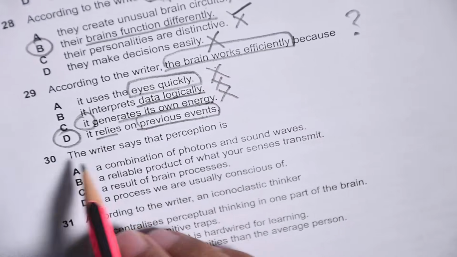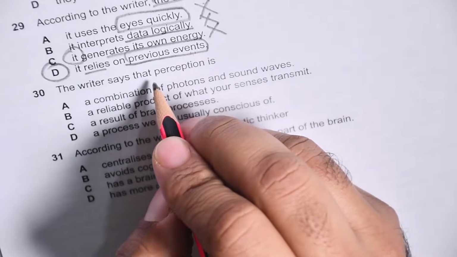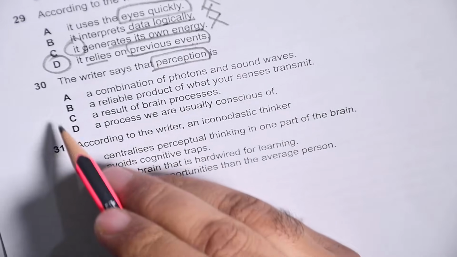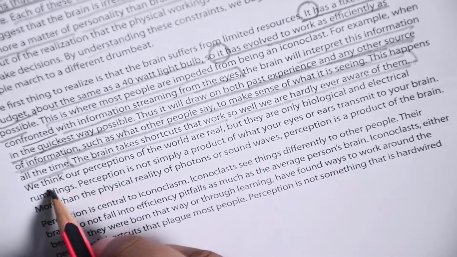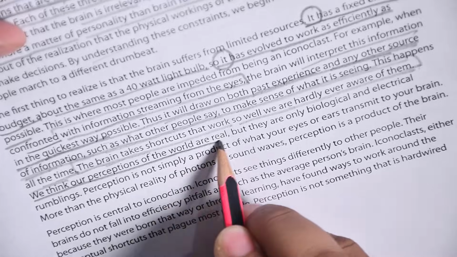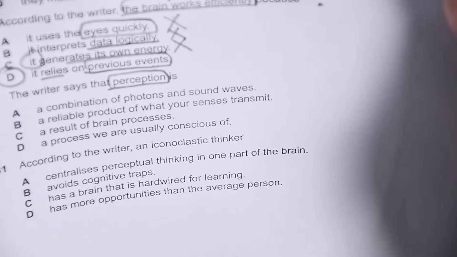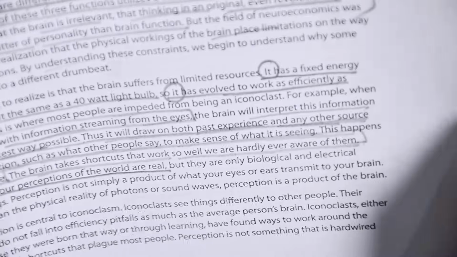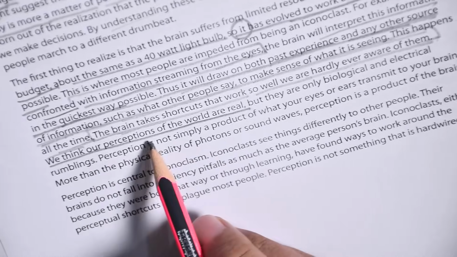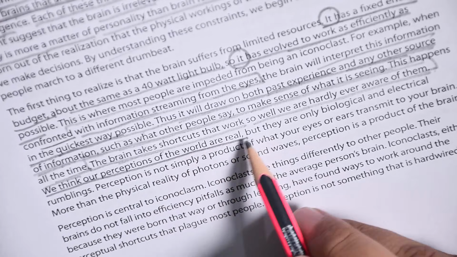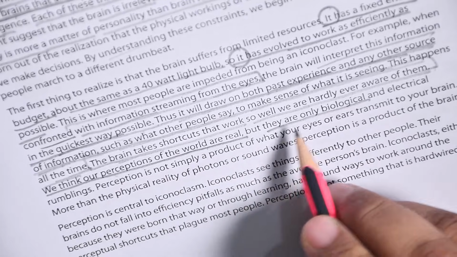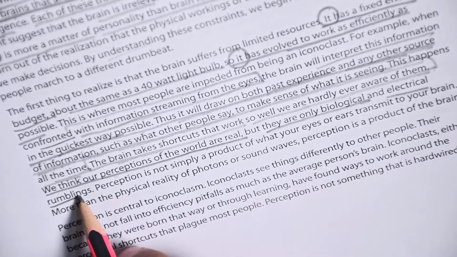Let's go on. Number 30. The writer says that perception is, first you need to find perception. Now they're talking about perception, and then we will come to the options. So let's see, where do they talk about perception? Yeah, perception is here. We think our perceptions of the world are real, but they are only biological and electrical rumblings.